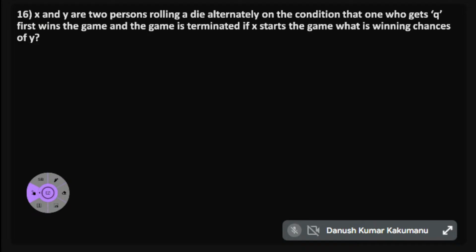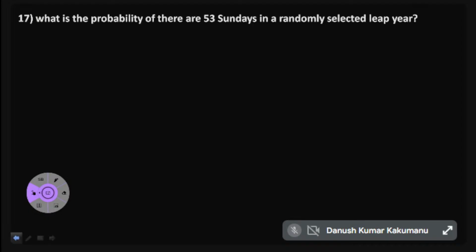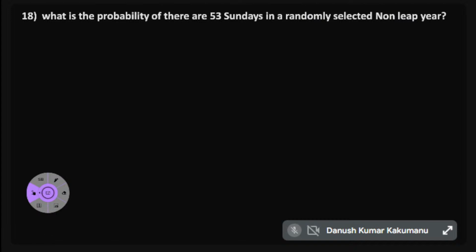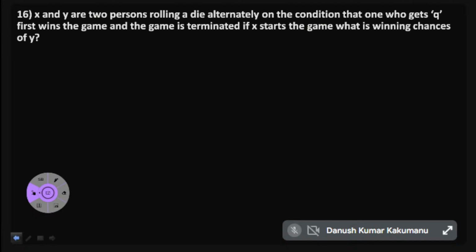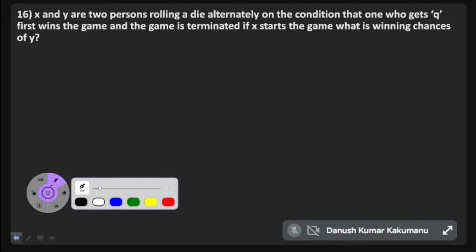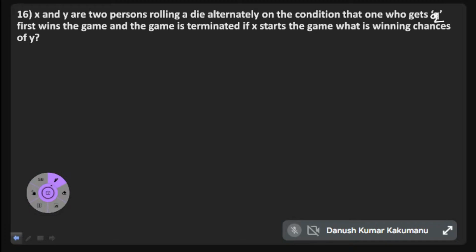X and Y are two players rolling a die alternately on the condition that one who gets 2 first wins the game, and the game is terminated. If X starts the game, what is the winning chance of Y?